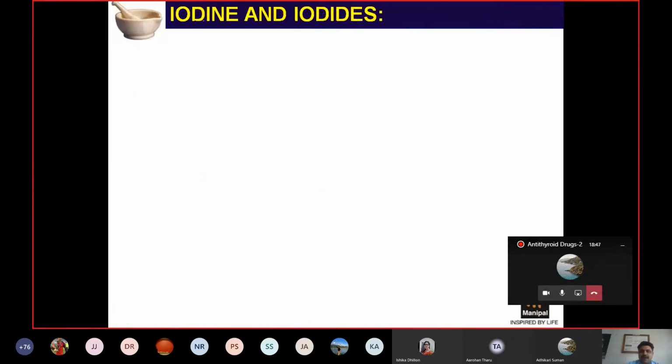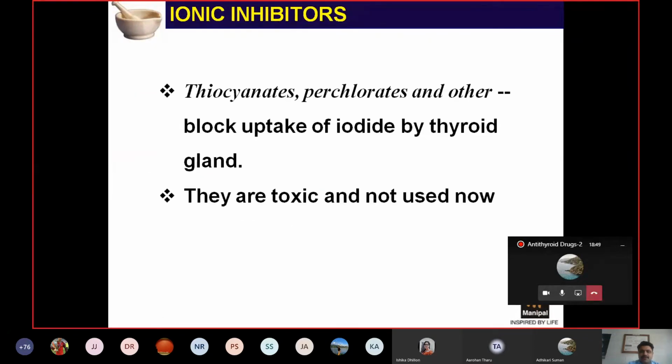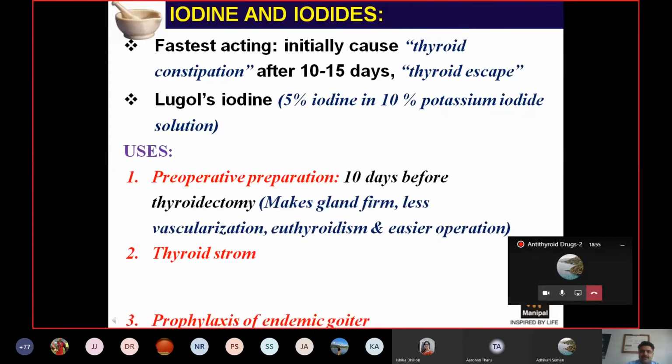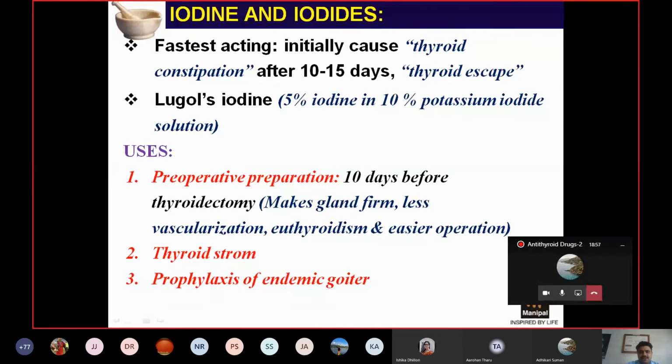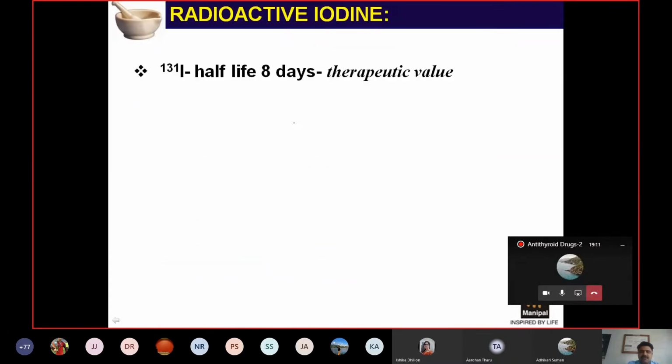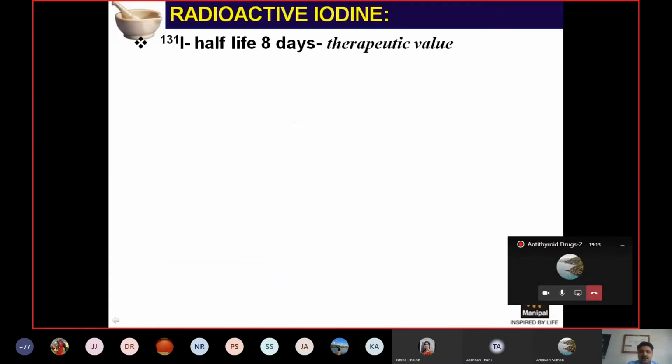Ionic inhibitors, we said, are toxic. And iodine and iodides we discussed. Lugol's iodine is used in hyperthyroidism in low dose. We can even use it for prophylaxis of endemic goiter because it is a source of iodine. Adverse drug reactions also we discussed, and I think we also covered this slide, isn't it?